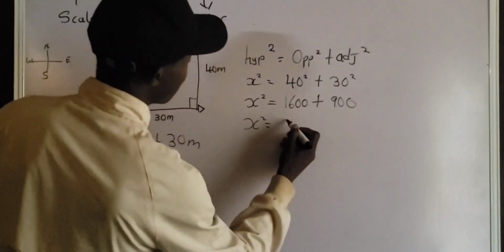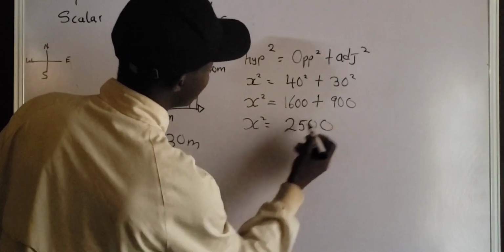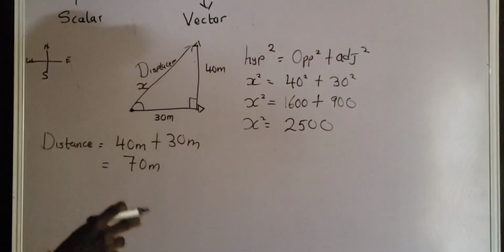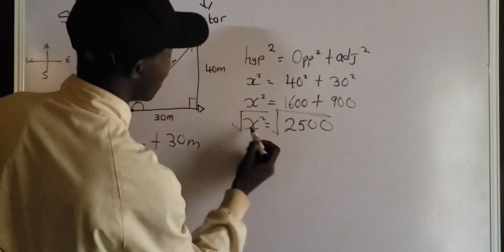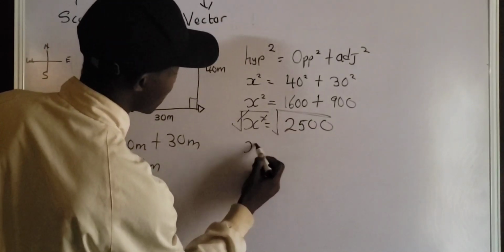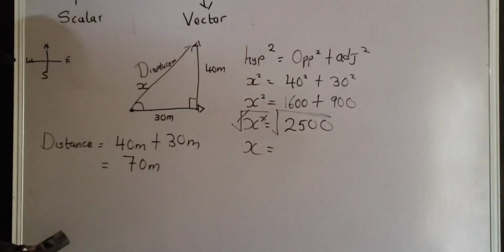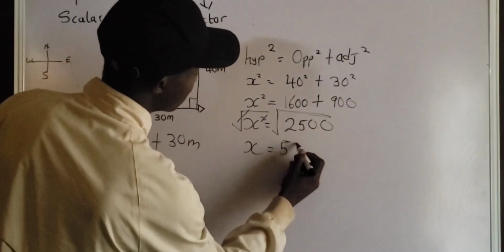That is 2500. So in order to get the displacement, we take the square root of both sides. I'm going to have the square root of this and the square root of this. This square will cancel this square, so I'm left with x. The square root of 2500 is 50. So the answer, the displacement, is what?